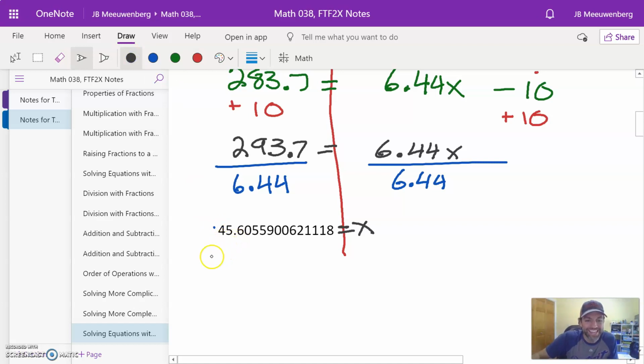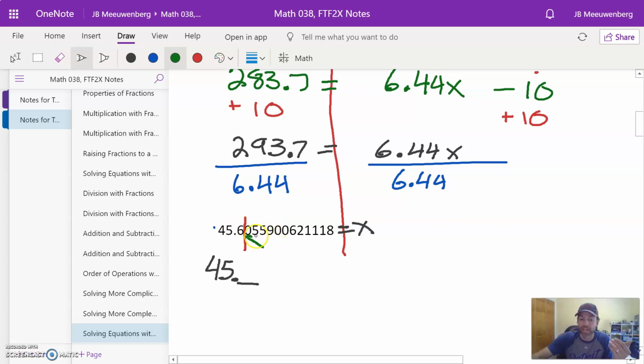So what I'm going to do, I think 45 point, and then one more number seems like close enough. So the way I do that is I'm going to go after the 6, and I'm going to draw a little vertical line here, because I'm going to stop writing numbers at that point. So what that means is my number is somewhere between 45.6 and 45.7. And I have to choose, well, which one is it closer to? The way we decide that is the number that comes after that line.